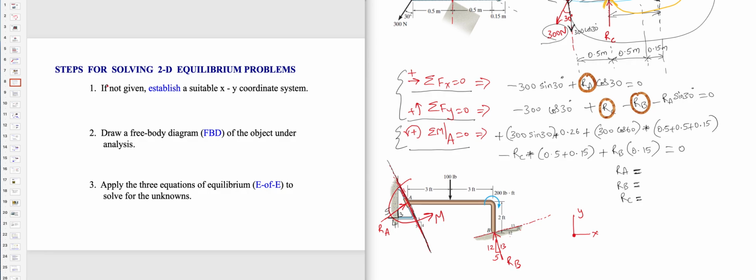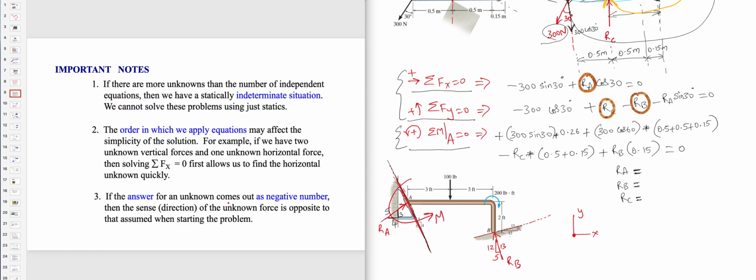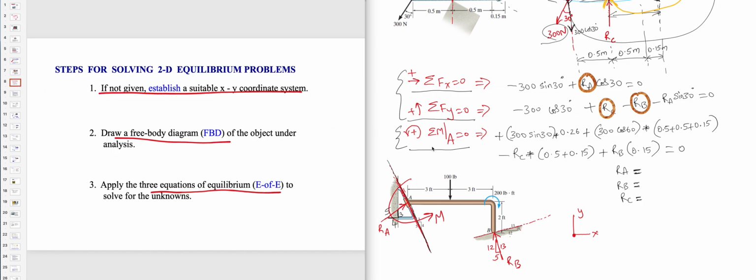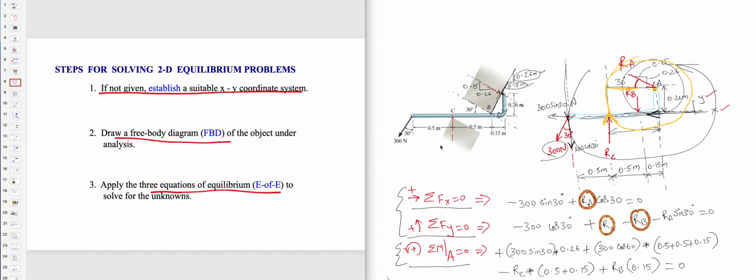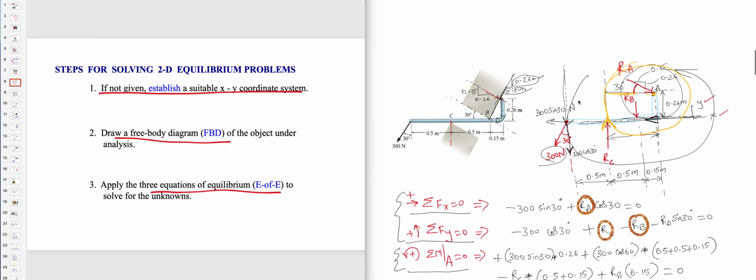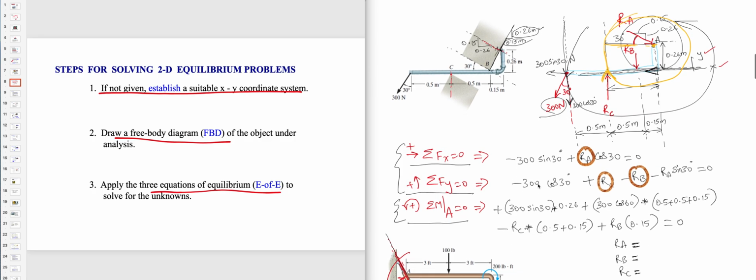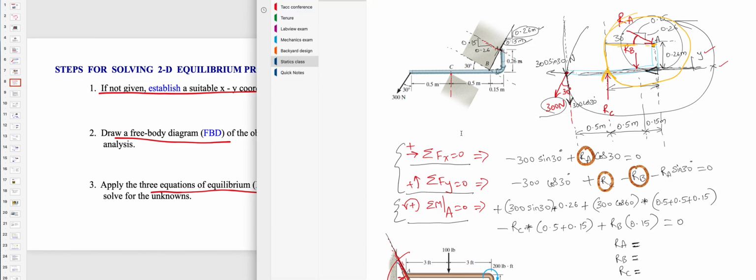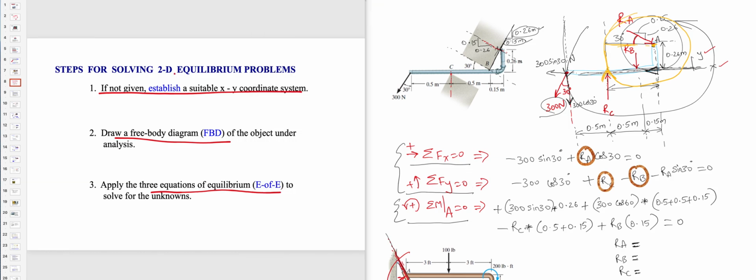So what are the steps? Number one, draw XY axis. Number two, draw the free body diagram. Number three, apply the equilibrium equations. Just three steps. See, for all the problems here, what did we do? We drew the XY axis and then we drew the free body diagram and then we applied the equations of equilibrium, right? So that's what we've done.